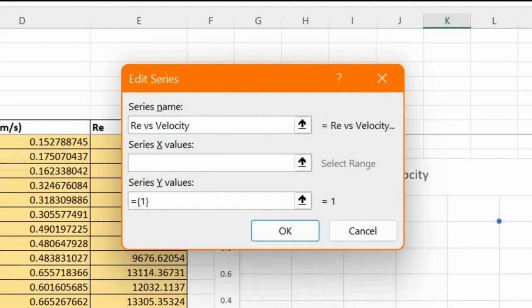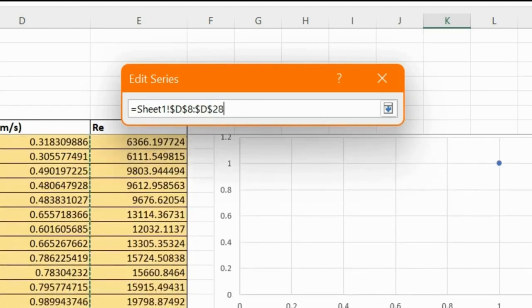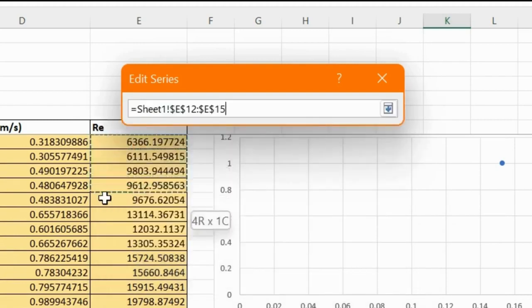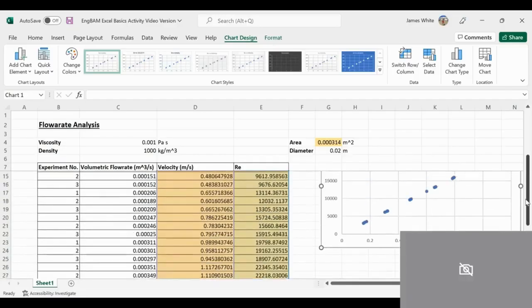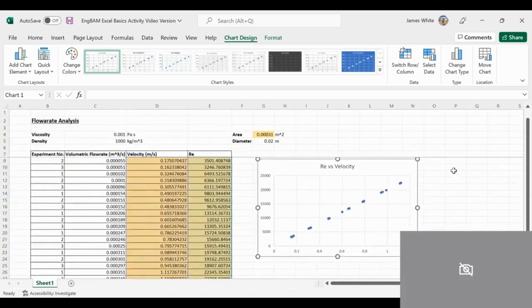Then select our X series values. So our independent variable is velocity in this case, so that's going to go on the X-axis. And then our Y-axis, our dependent variable, is going to be our Reynolds number. Again, click on that there, drag down to select, click OK, OK again. You can see here, if I zoom out, I've got a graph that looks very similar to one of the example videos.